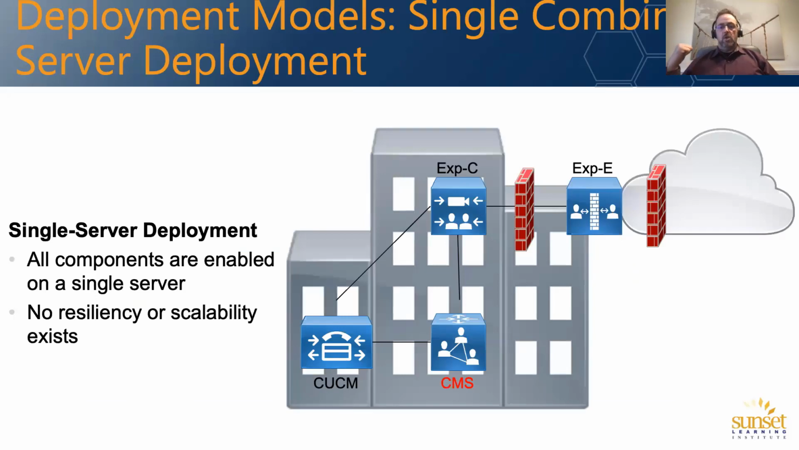Now, as of Cisco Meeting Server version 3.0 or later, the current version of CMS is 3.1. 3.2 should be out within the next month or so, if everything goes according to plan and COVID hasn't gotten in the way. But as of CMS version 3.0 and later, there are two different deployment models for CMS. The first of these is a single combined server deployment, which uses a single Cisco Meeting Server with all the necessary services running on that one server.